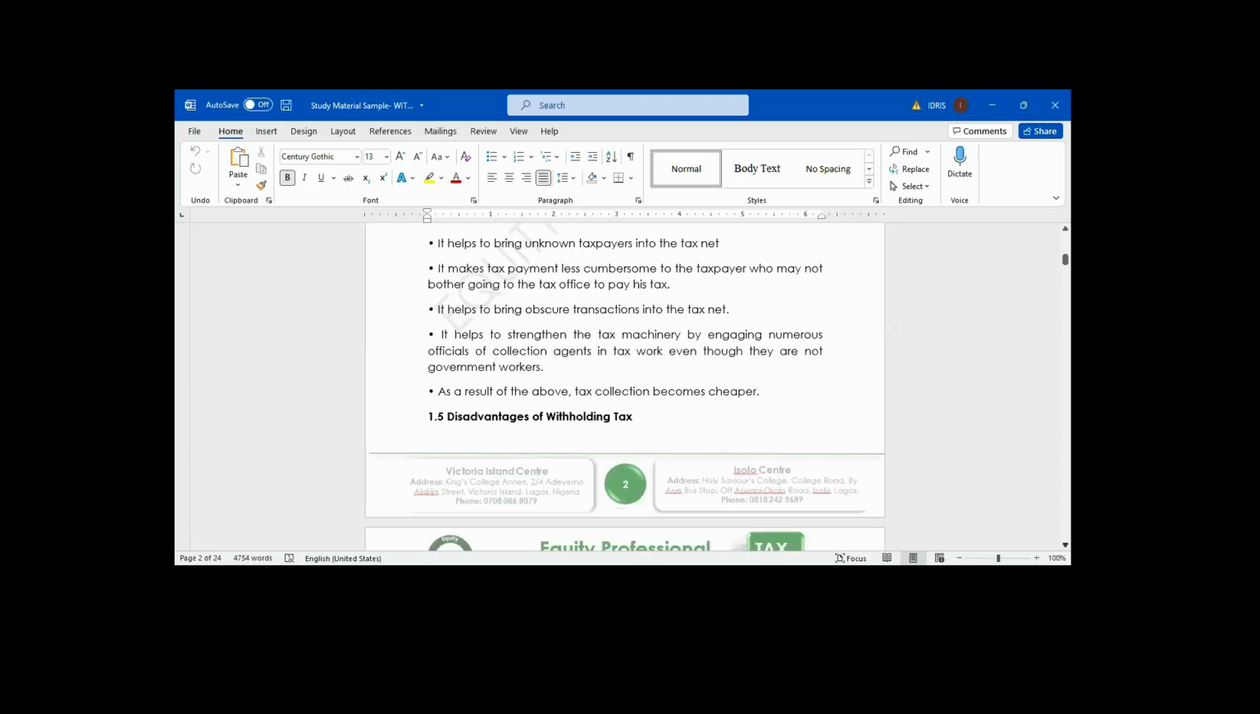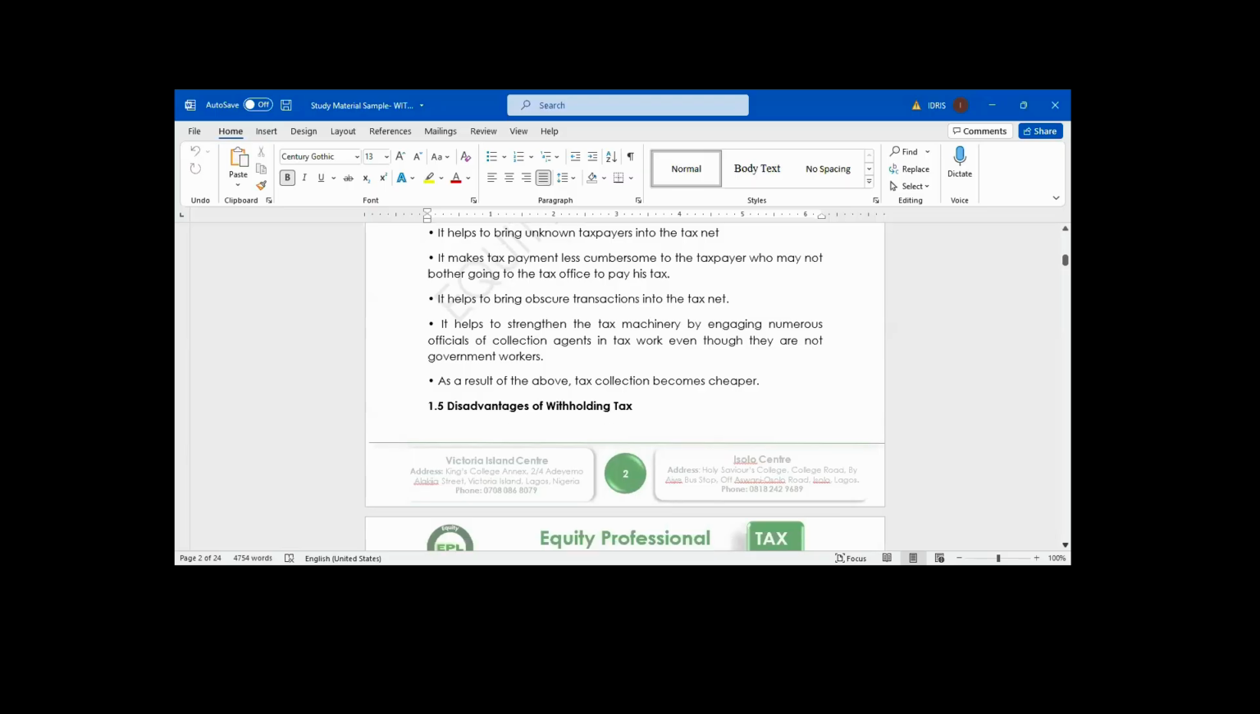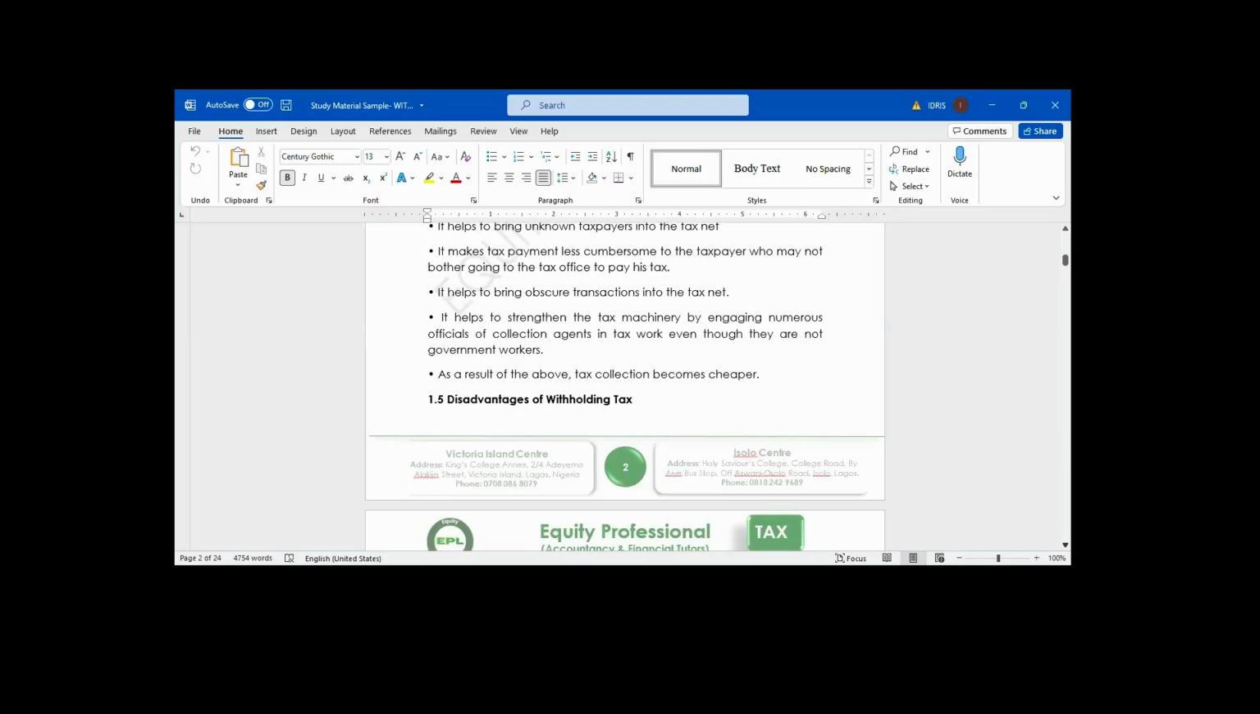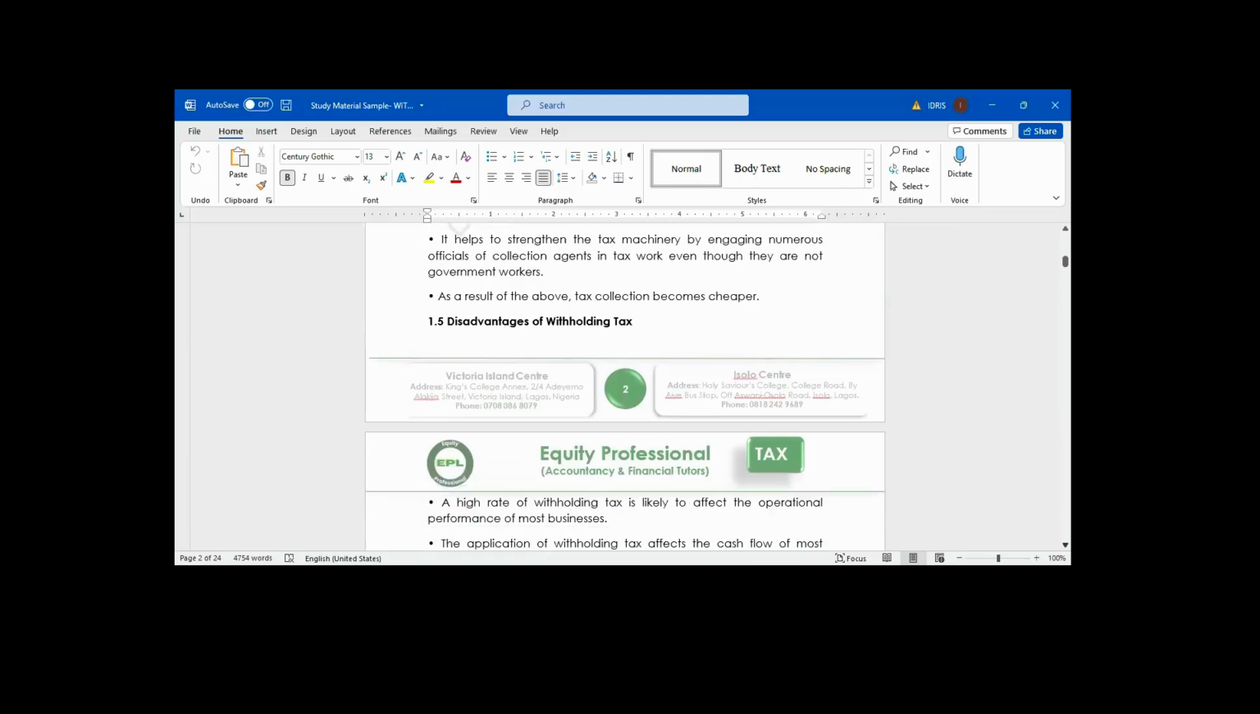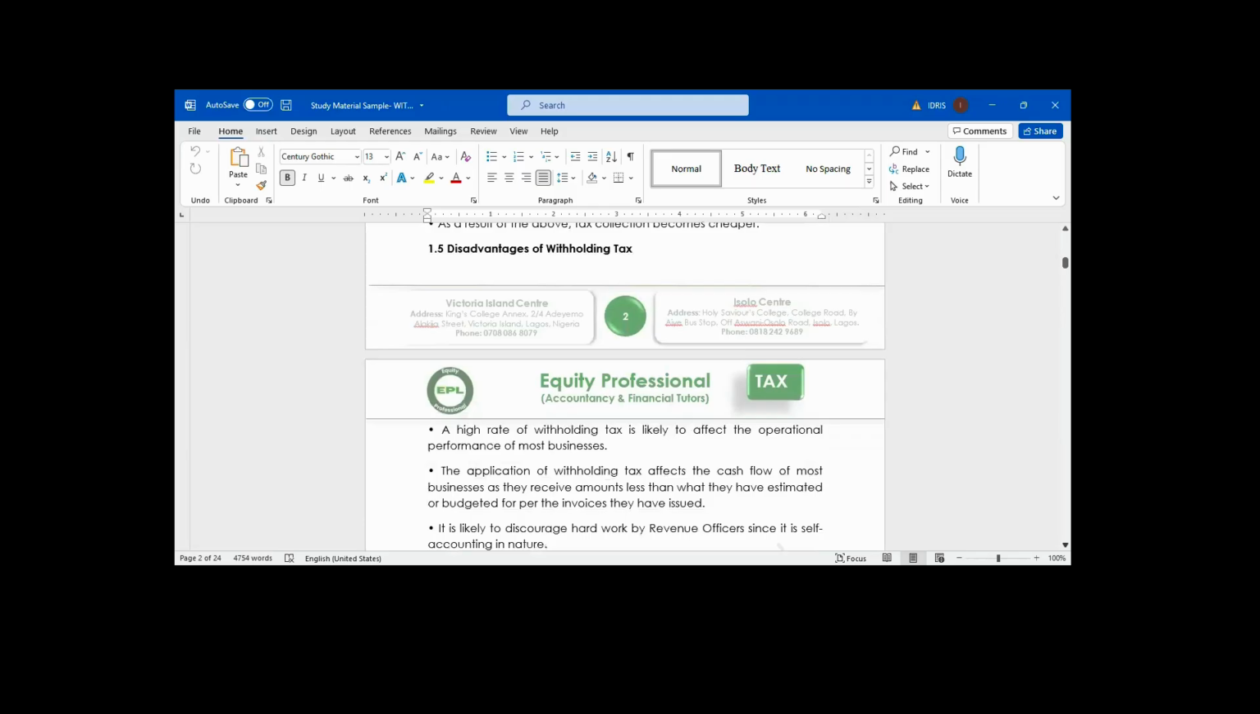Withholding tax also brings unknown taxpayers into the tax net. That means it increases the tax net. Withholding tax also helps to bring obscure transactions into the tax net. So all these are the benefits of withholding tax.